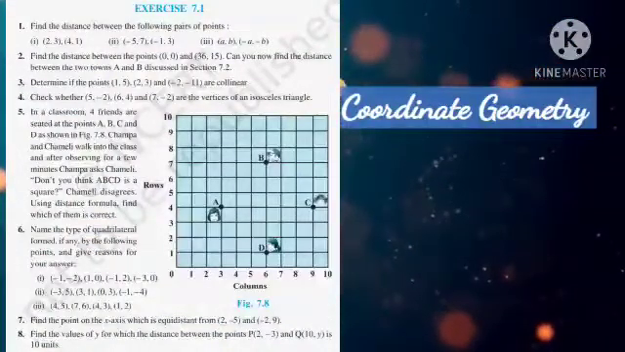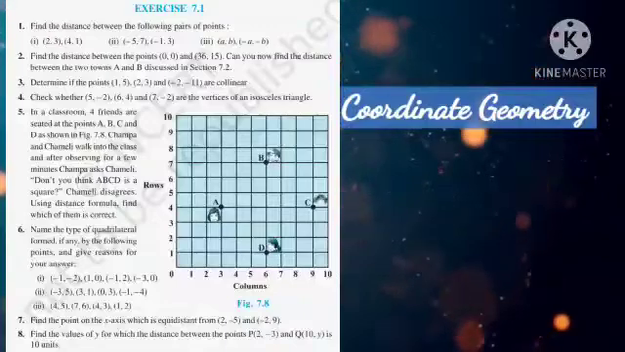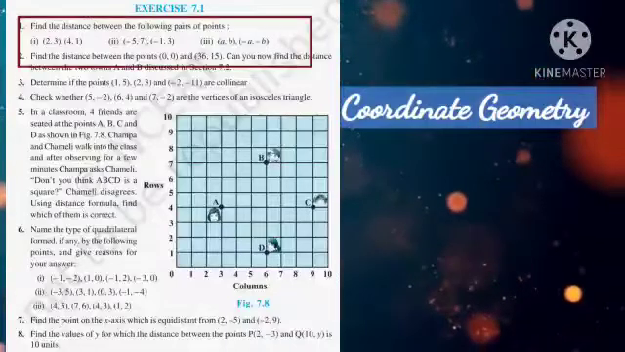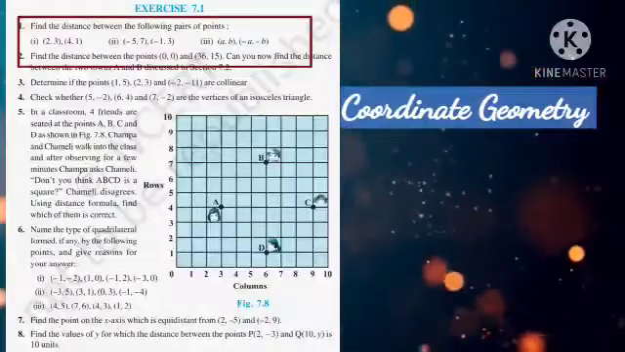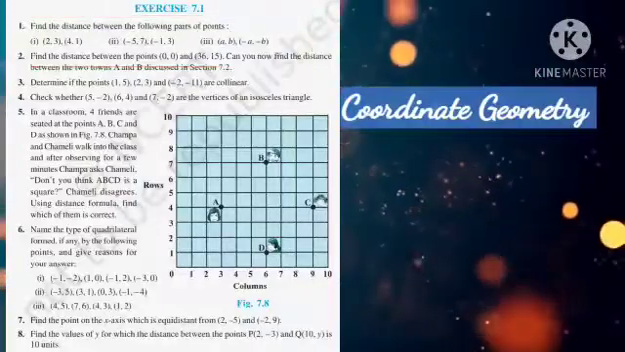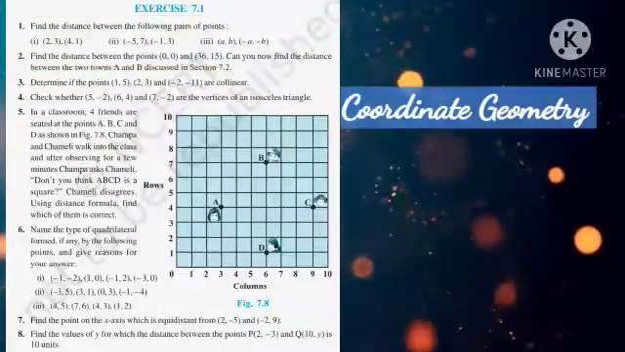Now dear students, let us try to solve some questions of exercise 7.1 from our NCERT book. In the first question, the coordinates of 2 points are given and we have to find the distance between these 2 points. Let us see how it can be calculated by using distance formula.